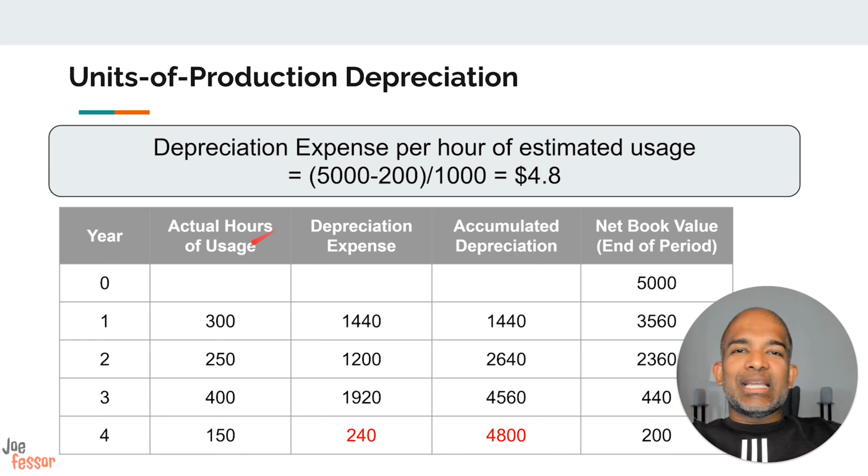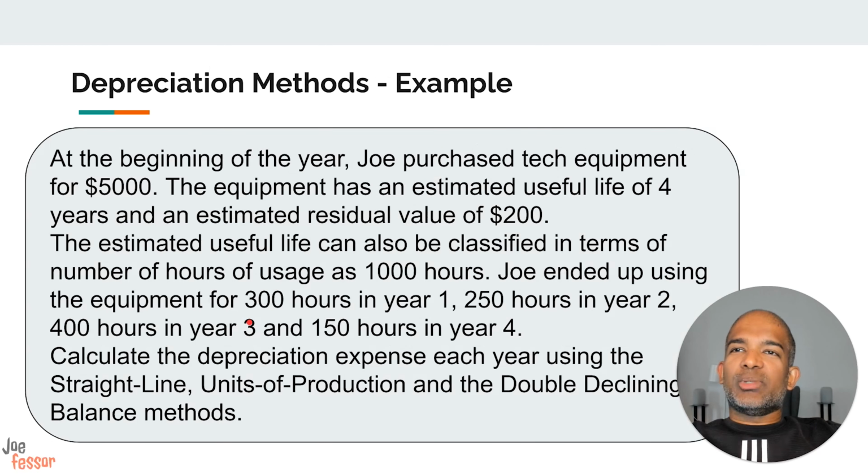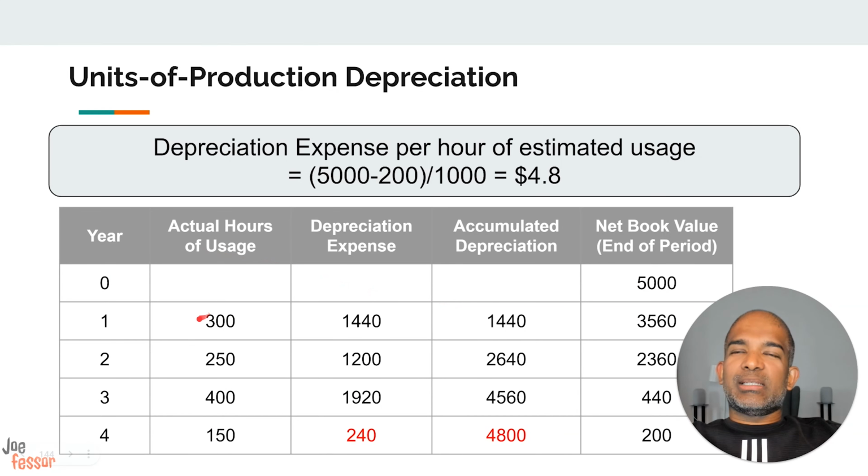Now if we create a table like in the previous case, we'll have to use the actual hours of usage that were provided to you in the question, right? The actual hours of usage were 300 hours in year 1 and 250 hours in year 2, for example. This is going to be used in the table now. So in the first year, the equipment was used for 300 hours. Every hour of usage depreciates the equipment by $4.8. So 4.8 multiplied by 300 hours gives us $1,440. So that's the depreciation in year 1. That leaves us with a net book value of $3,560 at the end of year 1.